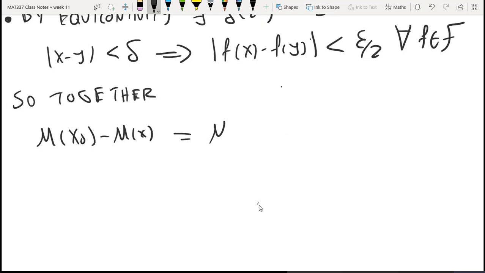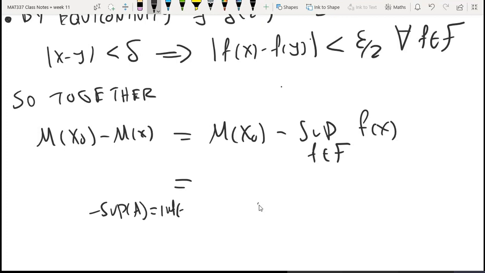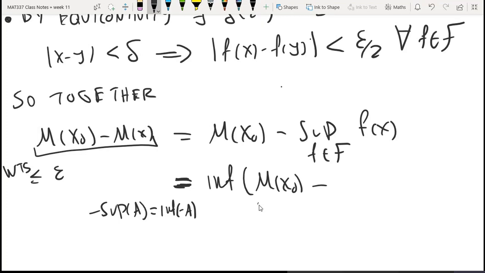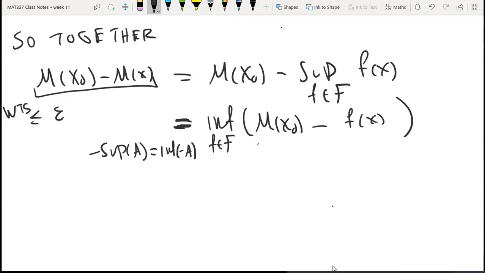So you have this. Then you use that minus sup of a is equal to inf of minus a. I skipped the step. I should have done it more slowly. So again, we want to show that this is less than epsilon. Fine. So we bring in the minus and it becomes inf. Okay, let me follow my proof instead of skipping steps. You add and subtract the limit point.